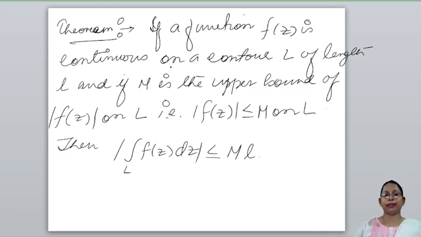That means f(z) is a continuous function on a contour L of length l, and M is the upper bound of this function. Then the modulus of the integral of f(z) dz over the arc L is less than or equal to its upper bound times the length l of the rectifiable arc L. Next, the proof.